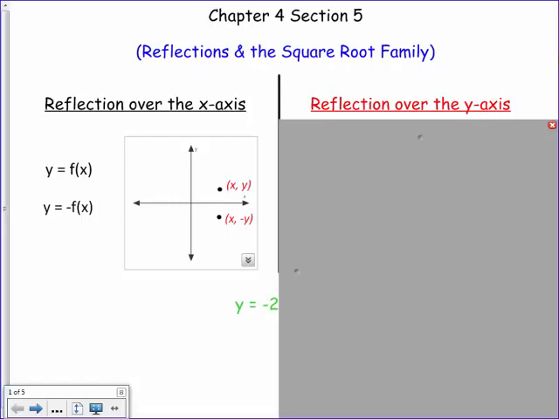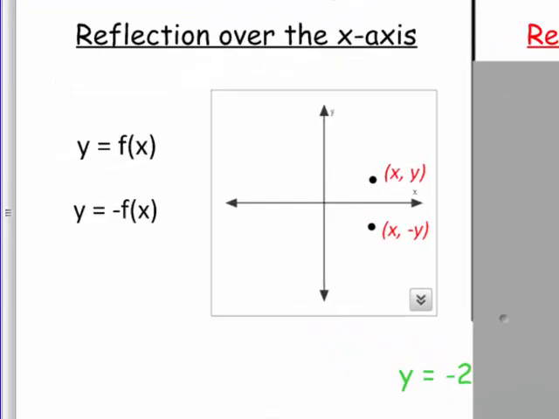So a reflection over the x-axis would look something like this. If we look at our points over here, think, if I have an initial point right here, x, y, what changes if we reflect over the x-axis? Well, the x doesn't change at all, just the y. The y just becomes the opposite sign. If it's a positive y, it becomes a negative y. If it was a negative y, it becomes a positive y, right? It basically mirrors over that x-axis. It reflects over that x-axis.